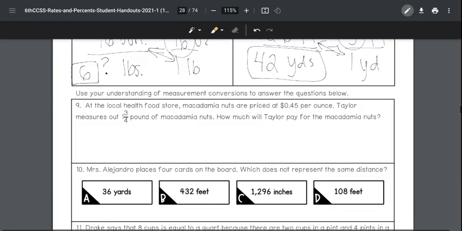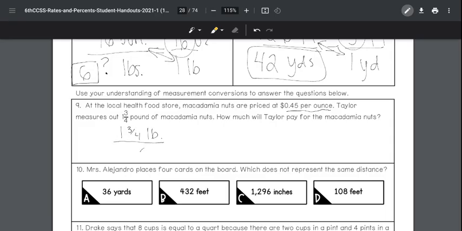Number 9, at a local health food store, macadamia nuts are priced at 45 cents per ounce. Taylor measures out 1 3/4 pounds of macadamia nuts. How much will Taylor pay for macadamia nuts? So this is actually a 2-step problem. We have to take the number of pounds. We have 1 3/4 pounds.